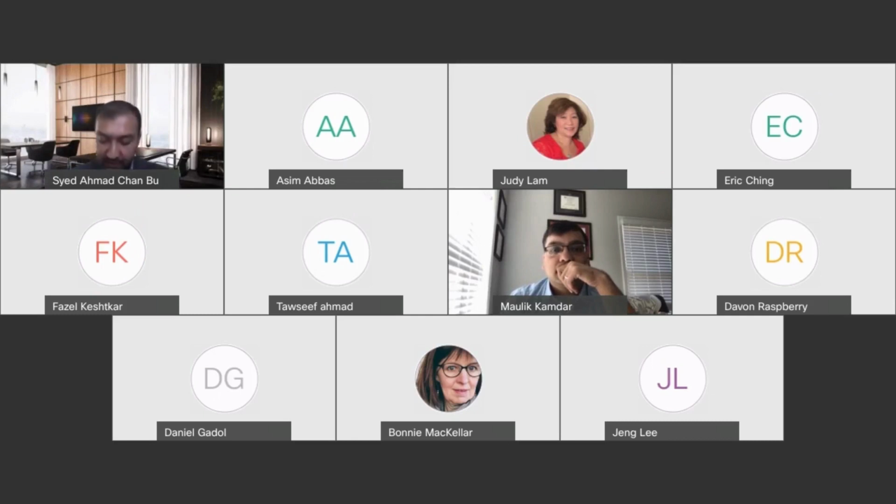So today's topic is enabling web scale data integration in biomedicine through linked open data and knowledge. And we have an awesome speaker with us, Dr. Maulik Kamdar. He's a senior data scientist at Elsevier Health.